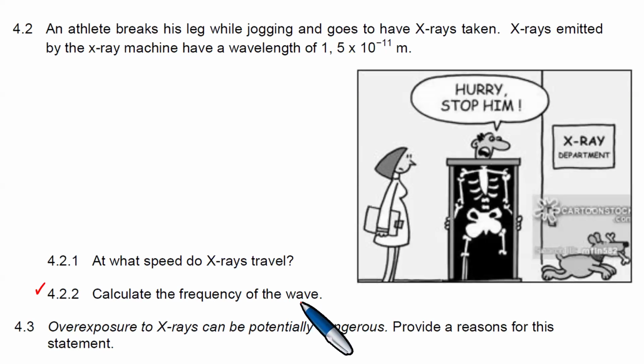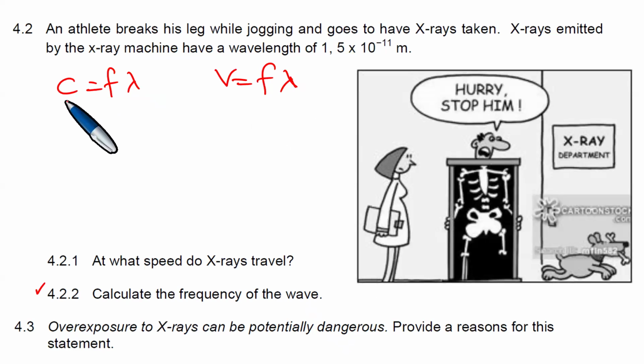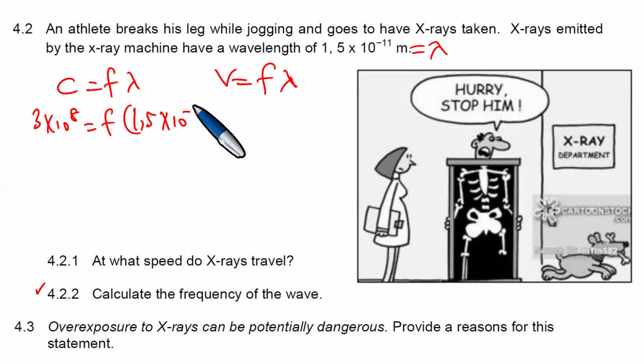Calculate the frequency of the wave. So now we want to calculate the frequency of the wave. We're going to use the formula. We said that V equals f lambda, where V is speed. For the speed of light, V is replaced by C, and C we know is 3 times 10 to the 8th power. And this frequency is what? We want the frequency, but you already know the wavelength is 1,5 times 10 to the minus 11.